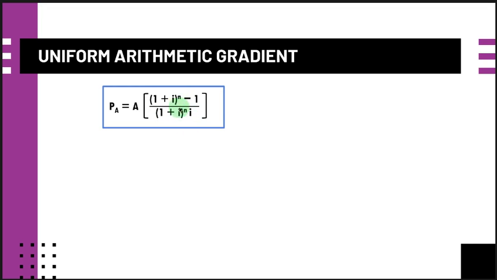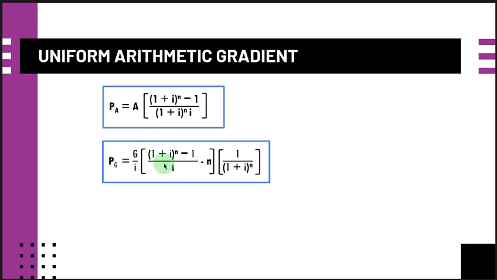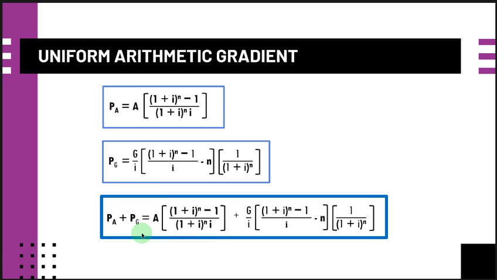In this case, this is simply our case number 1, or our P sub A. And secondly, our P sub J is just equal now to this formula: the ratio of J over I times the quantity (1 plus I) raised to the n minus 1, all over I minus n, times the quantity 1 over (1 plus I) raised to the n. Okay? Since our P is equal to the sum of P sub A plus P sub J, we can simplify this into this formula.